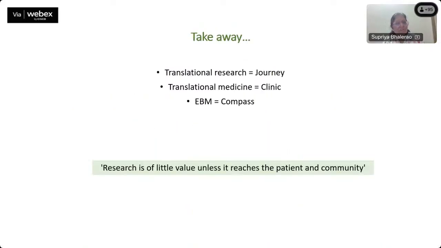So this is a takeaway for you: translational research is a journey, translational medicine is into the clinic, and EBM is a compass or a framework. So remember one thing, any research is of little value unless it reaches the patient and community. And therefore, translational research is very, very important.